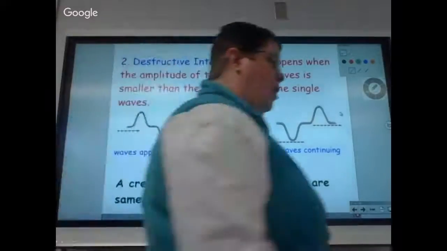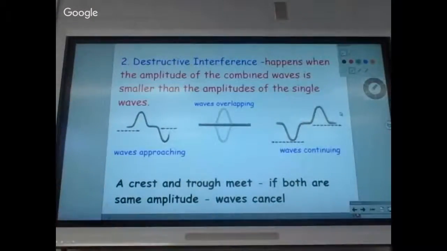Now, on the lab sheet, you have two columns. The first column asks you in that middle section to tell me if it's electromagnetic, mechanical, or surface. The last column asks you to tell me if it's refraction, reflection, diffraction, or interference. Okay, so there's two parts.